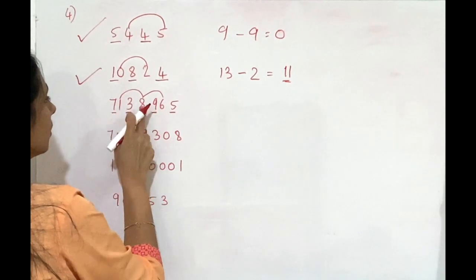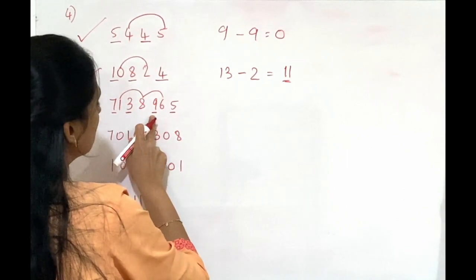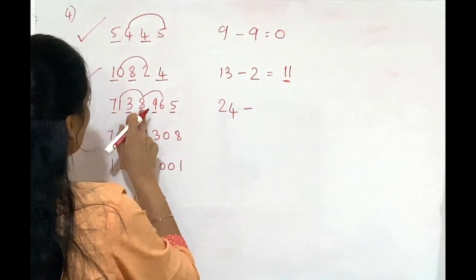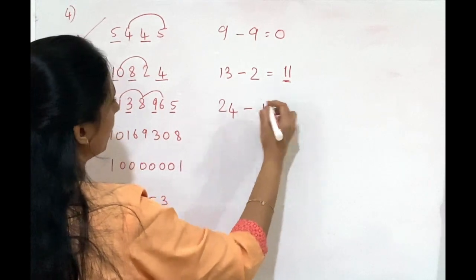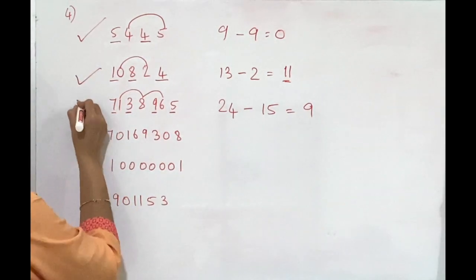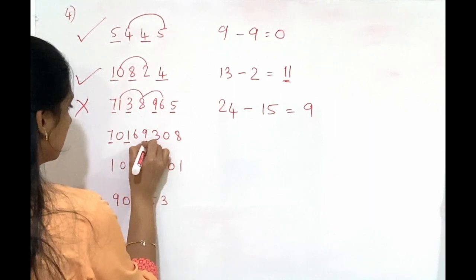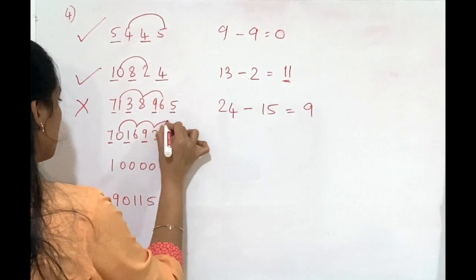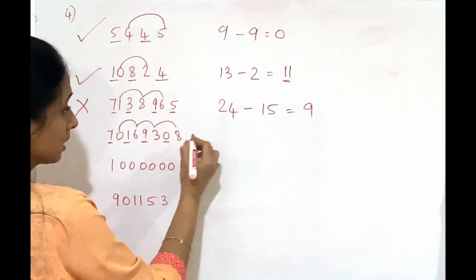Now 7 plus 3, 10. 10 plus 9 is 19. 19 plus 5 is 24, minus 8 plus 1 is 9. 9 plus 6 is 15. 24 minus 15 is 9. So 9 is not divisible by 11. So this number is not divisible by 11. Alternate digits. Many children make mistakes while seeing the alternate digits. They might miss out some numbers.